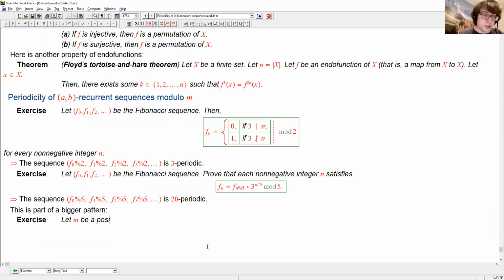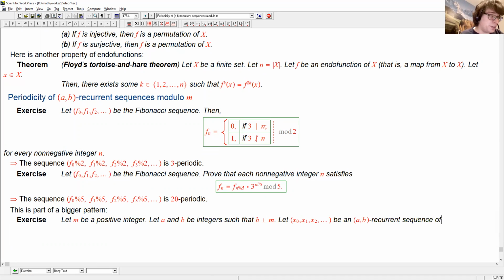Let m be a positive integer. Let a and b be integers such that b is coprime to m. Let x0, x1, x2, and so on be an AB recurrent sequence of integers. Prove that the sequence of remainders of these x_n modulo m is k-periodic for some k between 1 and m squared.